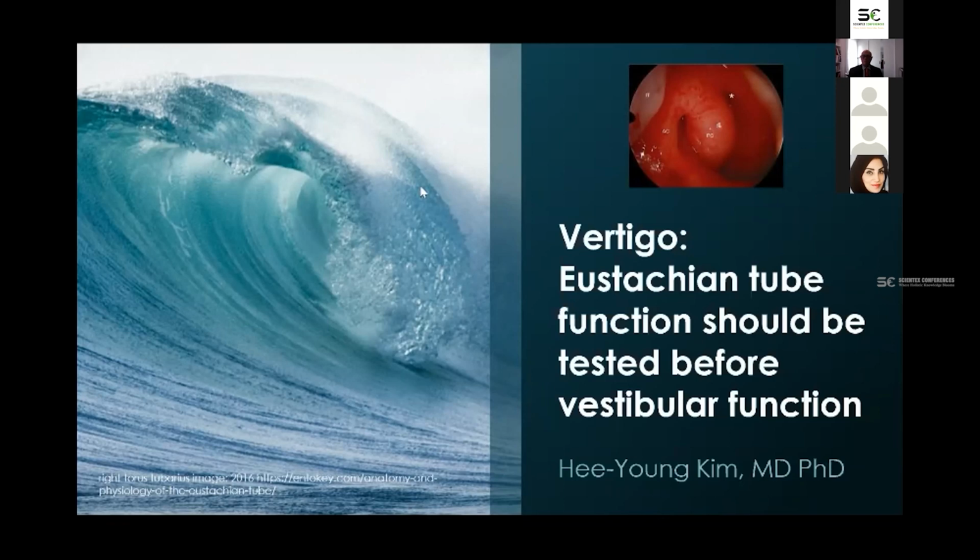Speak today about vertigo and my stance that Eustachian tube function should be assessed before vestibular function.